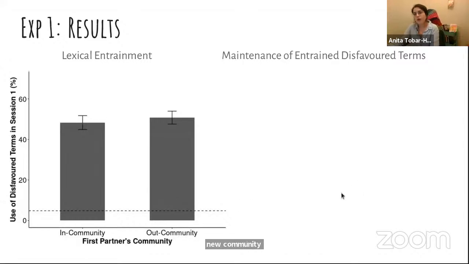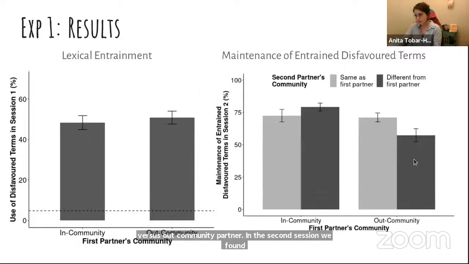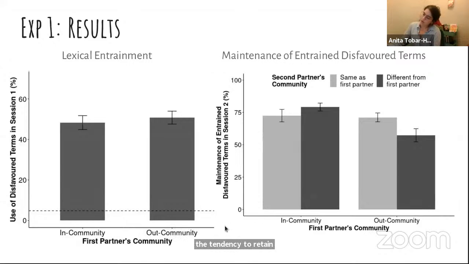In the second session, however, we found that their tendency to maintain these entrained terms was affected by an interaction between the first partner's community and the second partner's community. In this graph, the y-axis shows the percentage of maintenance of entrained disfavored terms in session 2. So after entraining in session 1, how likely were participants to maintain that entrained term in the second session?